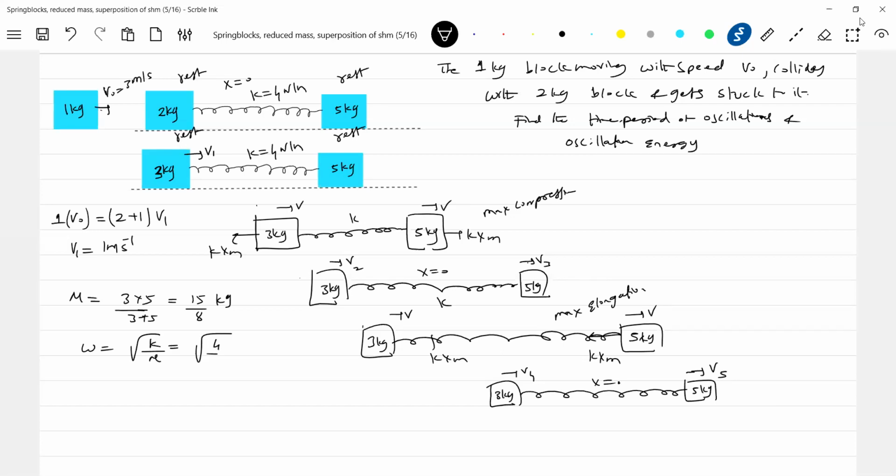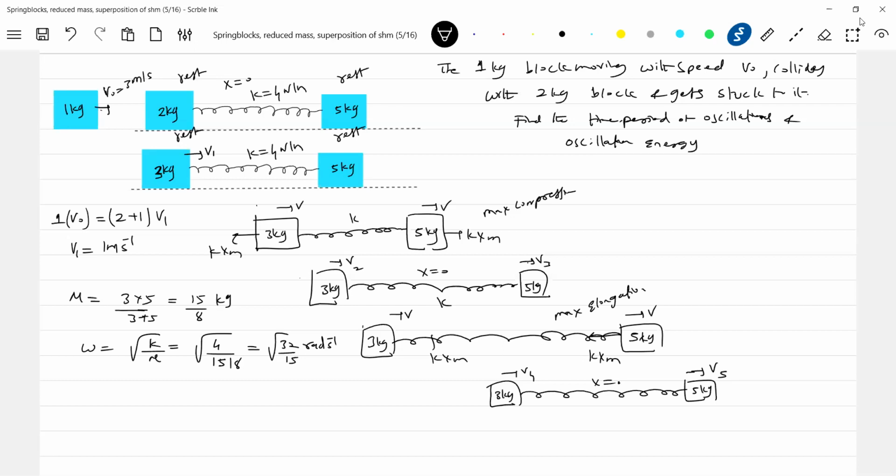K is how much? 4. Mu is how much? 15 by 8. So this will be root of 32 by 15 radians per second. Okay, this is the angular frequency of oscillation. Find the time period of oscillation is asked. So T equals 2 pi by omega. We'll get the time period.